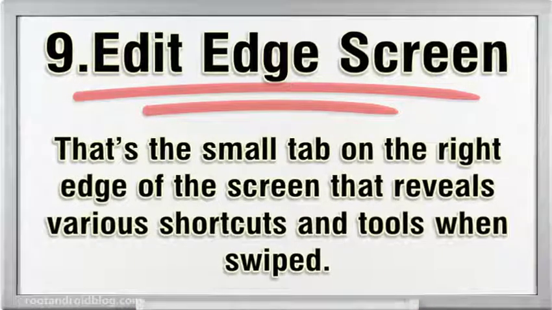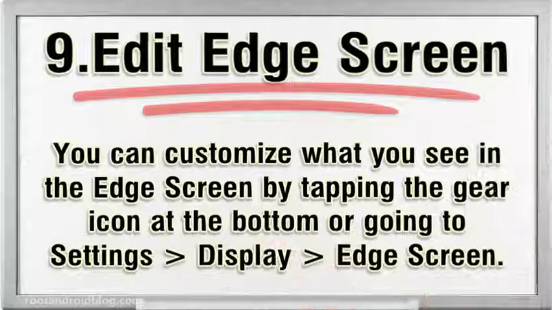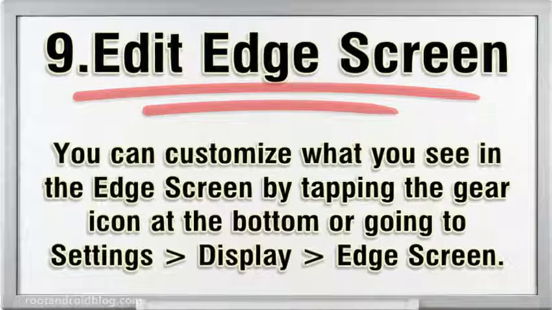That's the small tab on the right edge of the screen that reveals various shortcuts and tools when swiped. You can customize what you see in the Edge screen by tapping the gear icon at the bottom or going to Settings > Display > Edge screen.